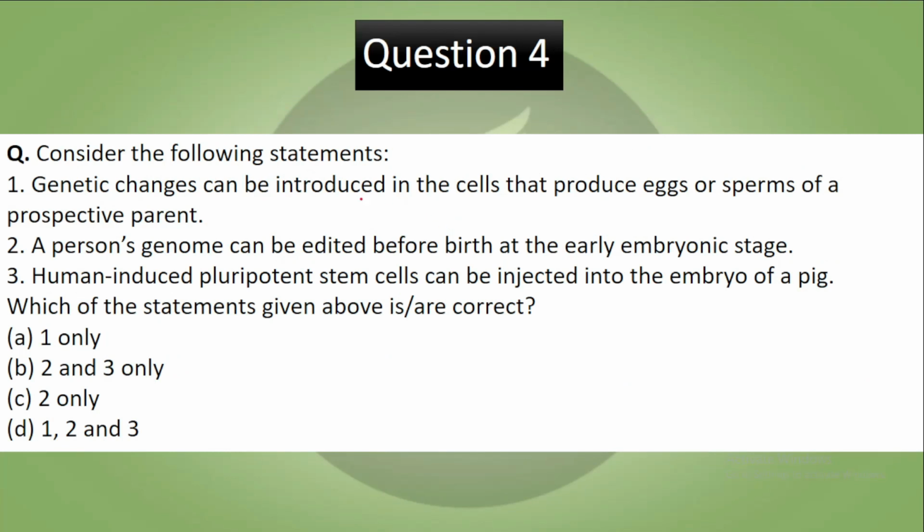Question 4. Consider the following statements: genetic changes can be introduced in the cells that produce eggs or sperms of a prospective parent. A person's genome can be edited before the birth. At the early embryonic age, a human-induced pluripotent stem cell can be injected into embryo of a pig. Pause the video, try to answer. Now let's see the answer. So your correct answer to this is D. All correct. They can be introduced to make changes in the cells in egg or sperms.